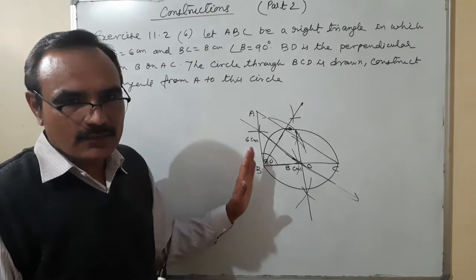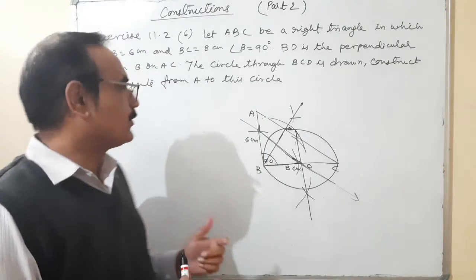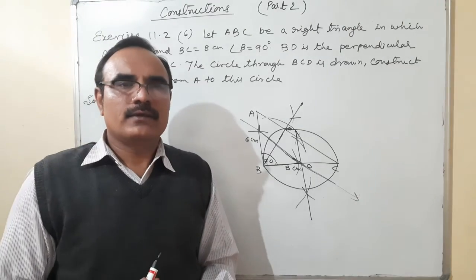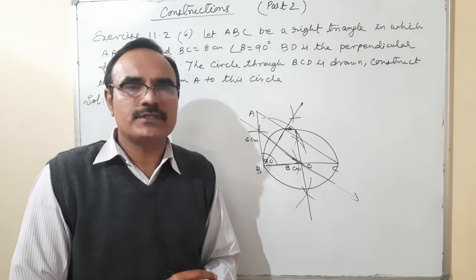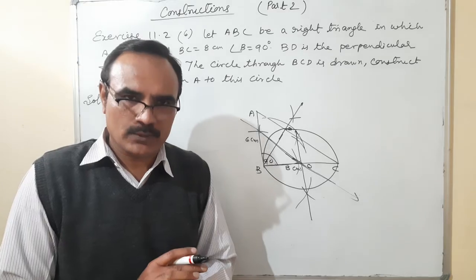So one tangent is confirmed, that AB is a tangent, but we have to draw one more tangent because we are going to draw two tangents from point A. So for drawing the second tangent, we'll have to use theorem 10.2 statement, which says lengths of tangents drawn from an external point to a circle are equal.